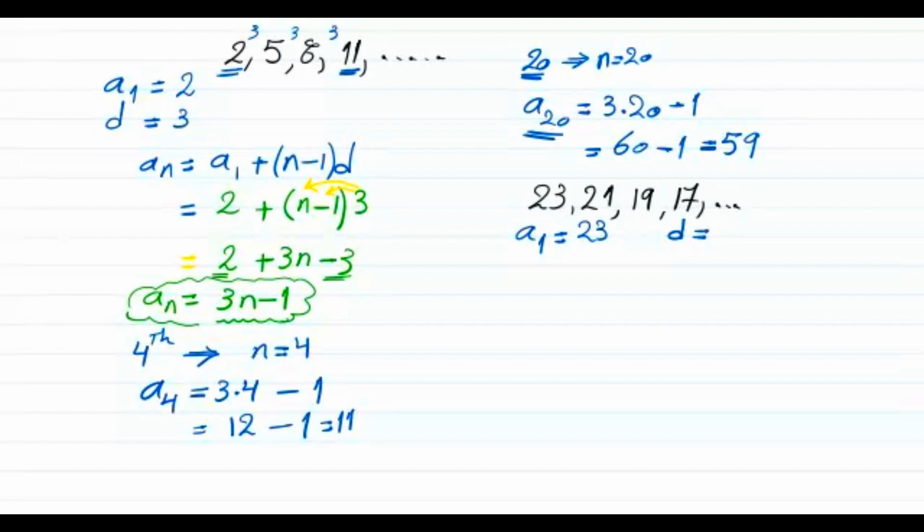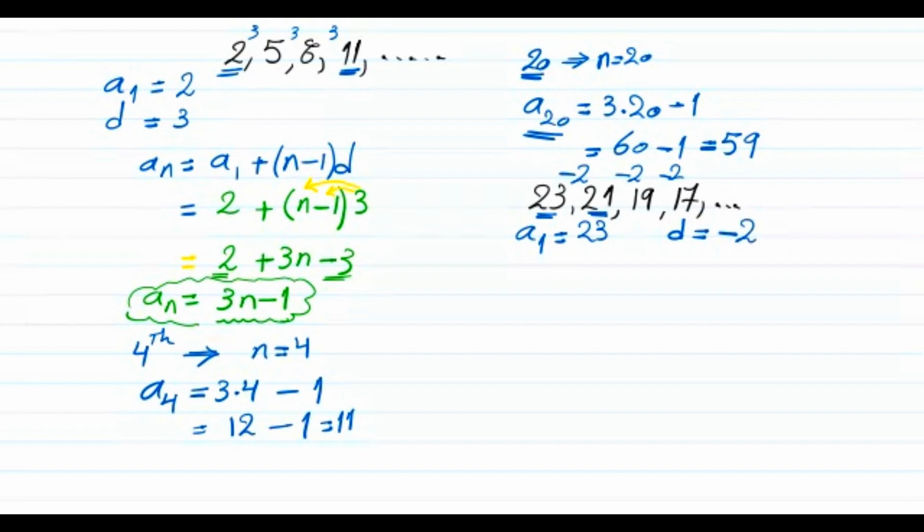So I have to subtract 21 minus 23. It's going to be what? Negative 2. 19 minus 21 is negative 2. 17 minus 19 is negative 2. So D equals negative 2.